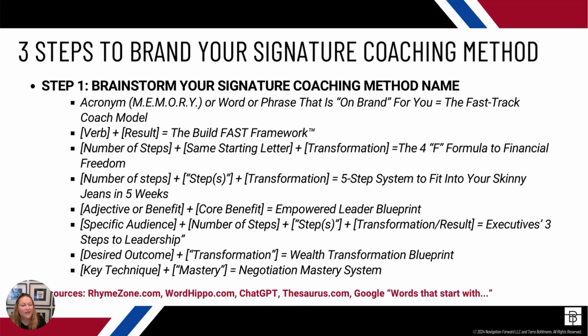Another formula we could use is the desired outcome plus the transformation. The word transformation is great in coaching. So you could say the desired outcome is they want to build wealth, so wealth transformation. Again, blueprint would be a packaged word that brings it all together.